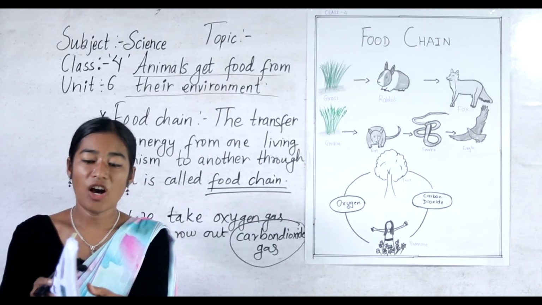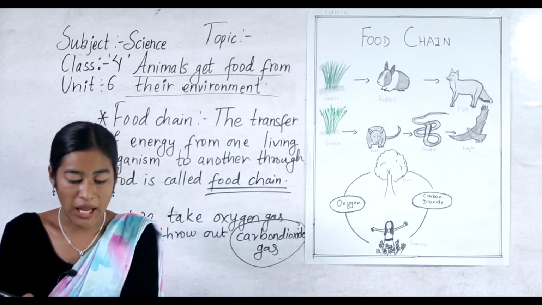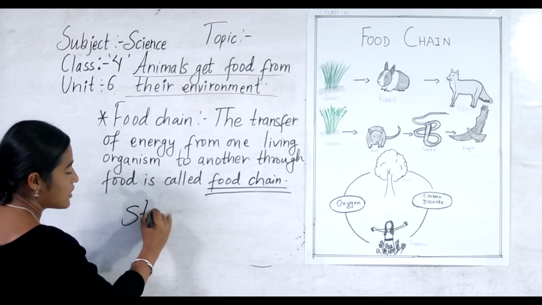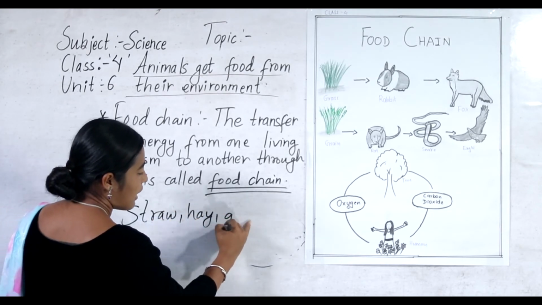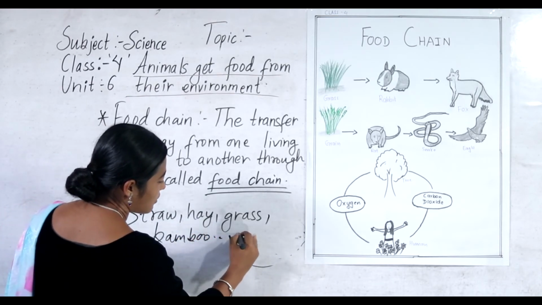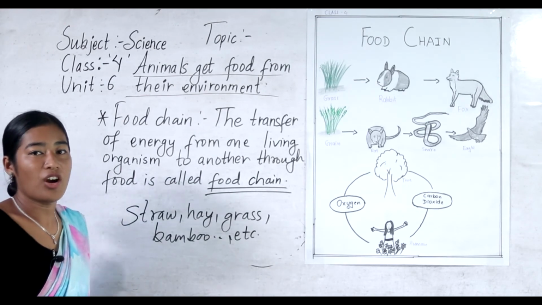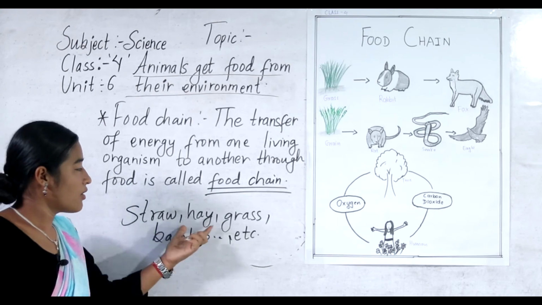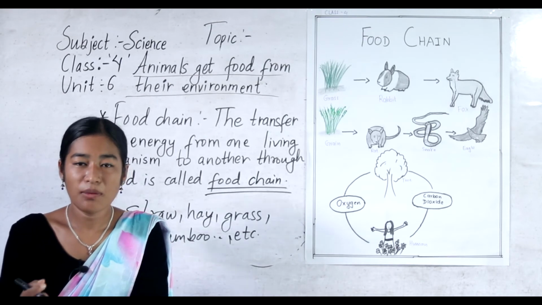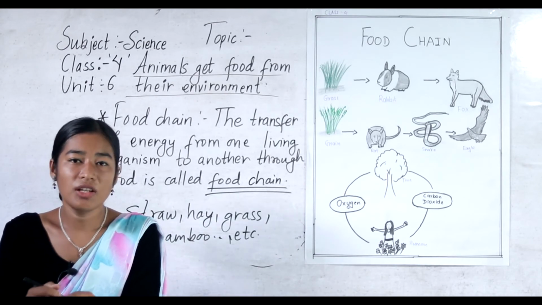So this copy, this paper and your note copy, they are all prepared from plants like straw, hay, grass, bamboo, etc. We make paper and note copy from plants like straw, hay, grass, bamboo, etc. From bamboo, straw and grass, what do we make? We make paper.